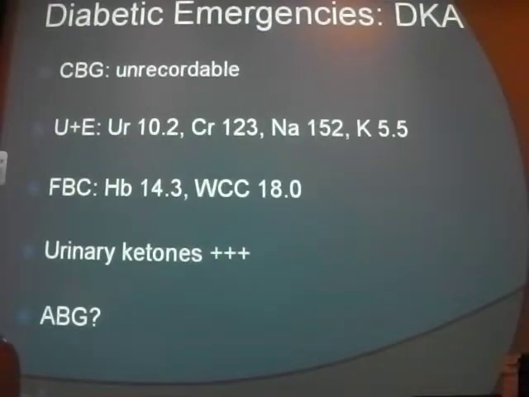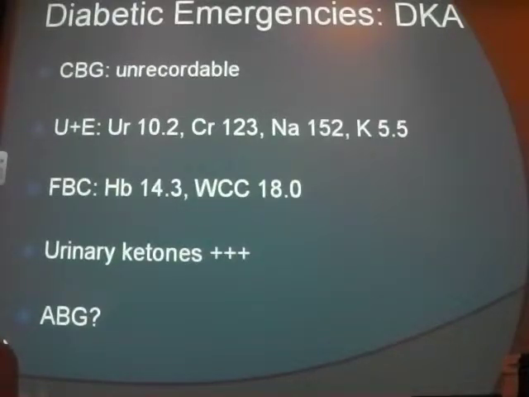Urea is 10.2, creatinine's 123, sodium's 152, potassium 5.5. What sort of picture is that? Yeah, everything's high, it's general dehydration. We've got an FBC, Hb's fine, white cells are up as well. We've got urinary ketones plus, plus, plus.